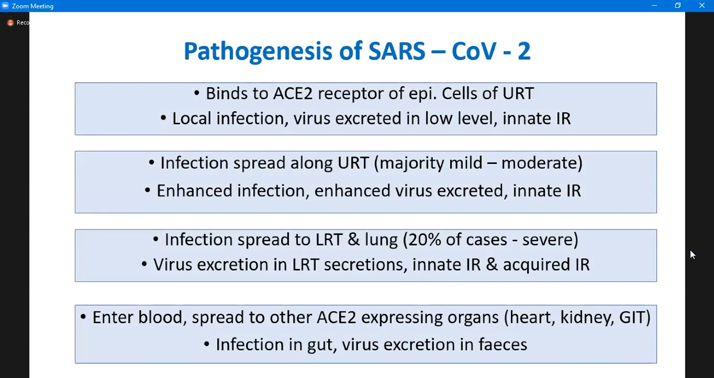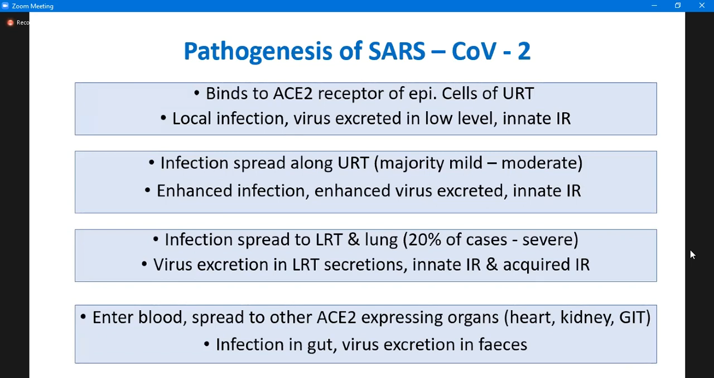In the second stage, infection spreads to the rest of the upper respiratory tract. There is an enhanced infection and the patient will present with mild to moderate disease. There is enhanced virus excretion. However, the immune response is still the innate immune response. In the next stage, the virus spreads to the lower respiratory tract, including the lungs. This happens in about 20% of the cases, who present as severe cases.